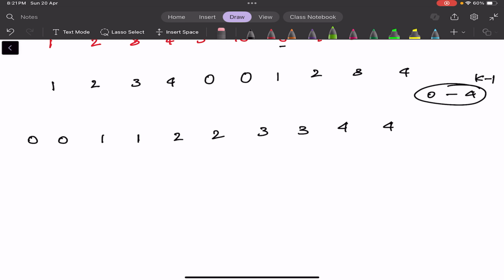So what can we do? What can we do here? Do we have any observation that we can make?